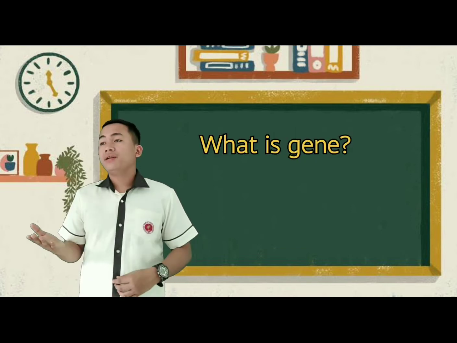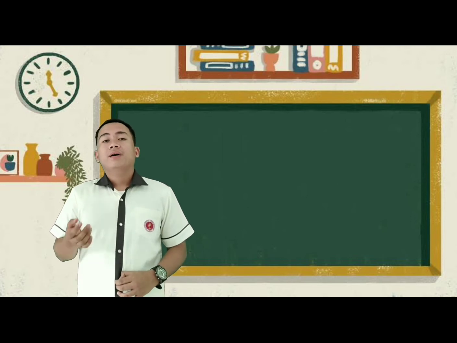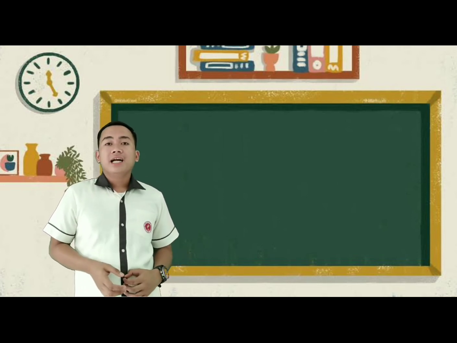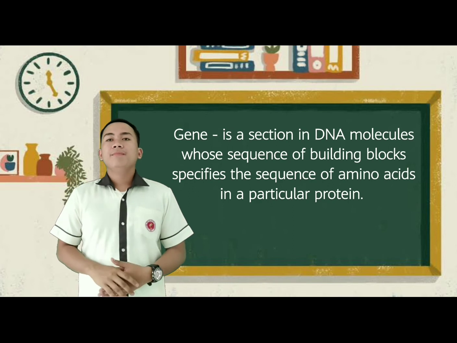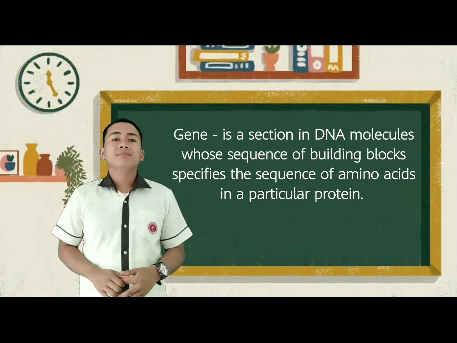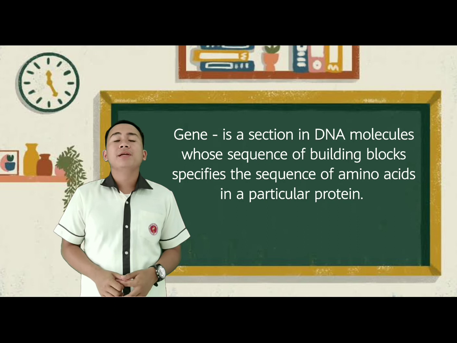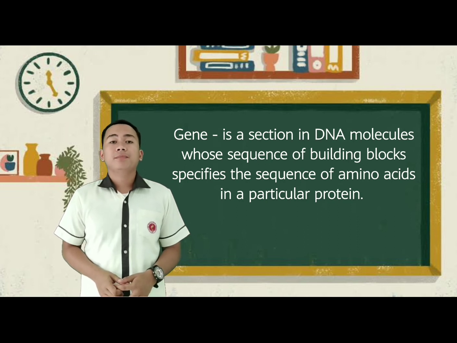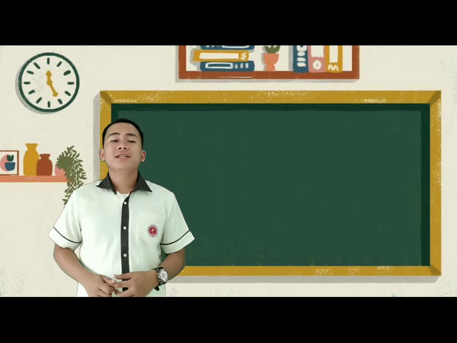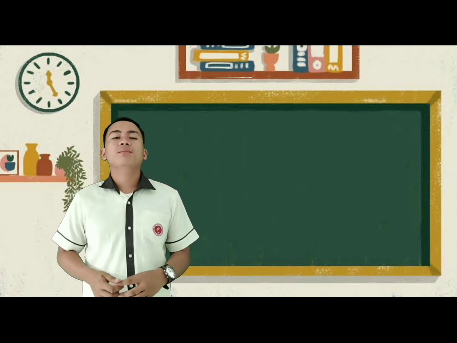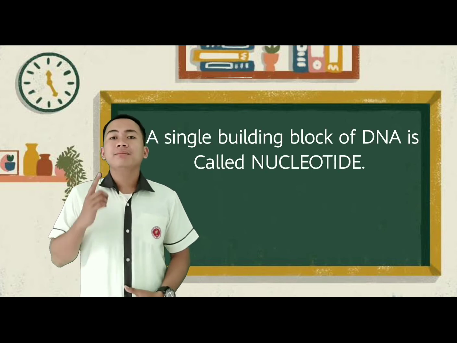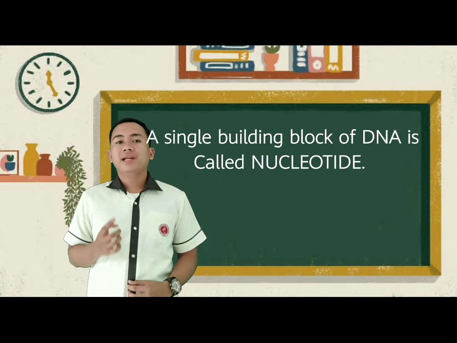What is a gene anyway? Okay, since you don't have any idea, a gene is a section in DNA molecules whose sequence of building blocks specifies the sequence of amino acids in a particular protein. The structure of DNA is easiest to understand if we begin with the smallest component. A single building block of DNA is called nucleotide.